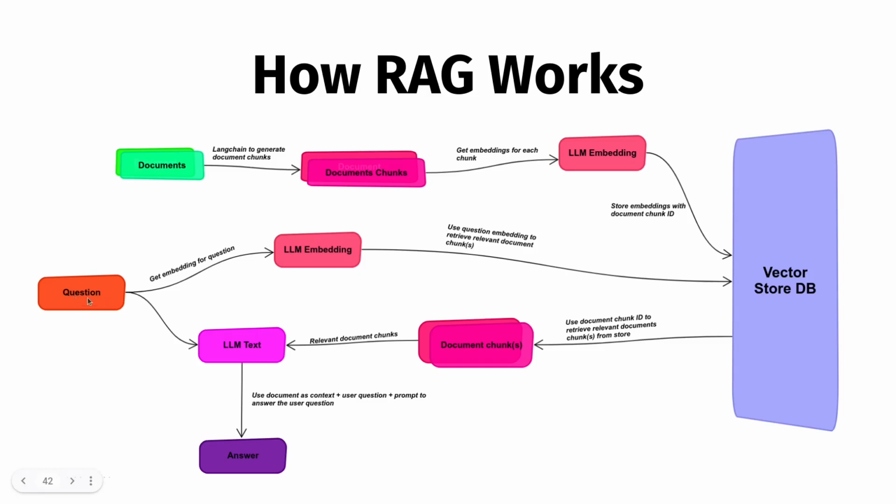And then we ask it a question, right? We embed the question, we get similar vectors using similarity search, and then finally we get the document chunks where we get the text from, and then we're able to use that text along with the prompt of the model to be able to answer the question that the user asked. That's basically how it works.